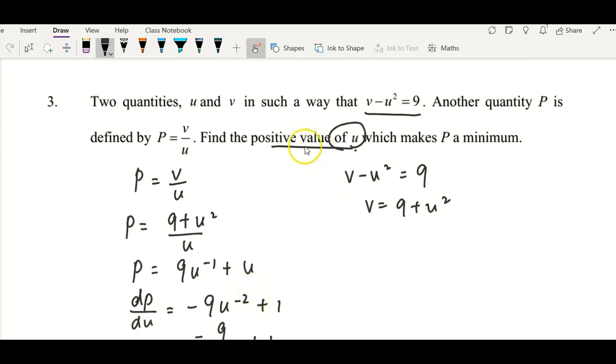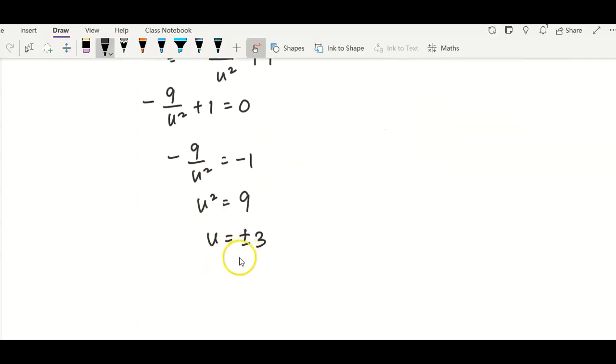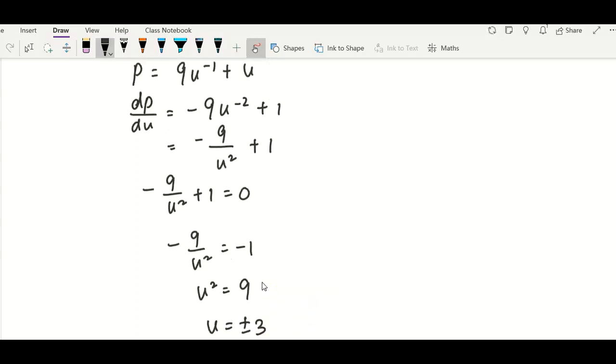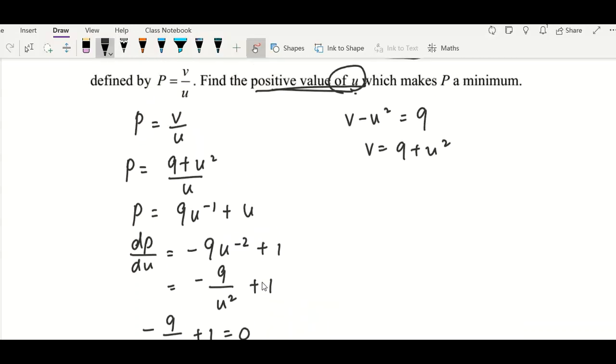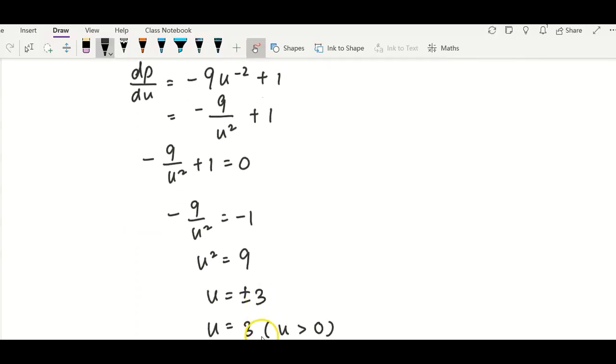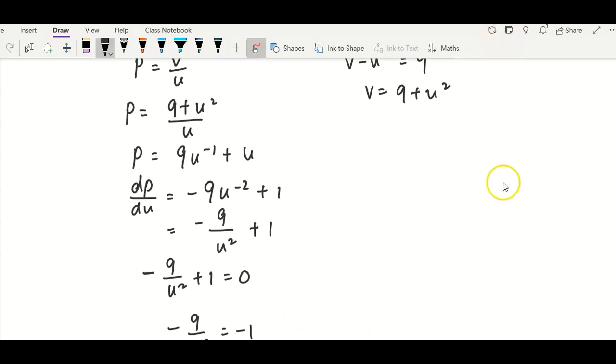The question says that they want the positive value of u. So I will choose the positive value, where u equals 3. In the bracket, you just note that you are choosing the u which is on the positive side, that is u equals 3. And one thing you must remember is that you cannot just leave your answer like that, because you need to prove that u equals 3 will make your P minimum. So for this case, I can use my second derivative test, meaning that I find d²P/du².